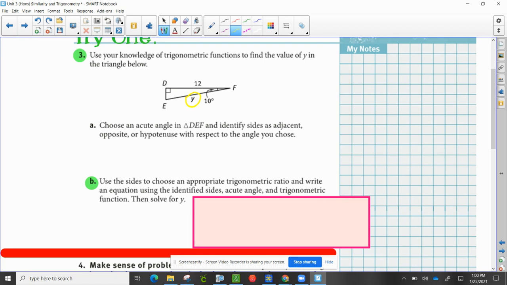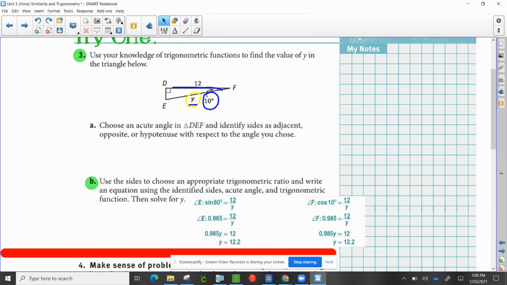Okay. If I was doing this problem, I would probably do the 10-degree angle. And if I do that, you are given the adjacent side and the hypotenuse. So adjacent and hypotenuse would be using cosine. So this is how I probably would have done the problem. But you could have also done the sine. You would just have to figure out the measure of angle E, which was 80 degrees. So there's two ways you could have done it. It doesn't matter which way you do it because you can see the answer is the same for both of those.